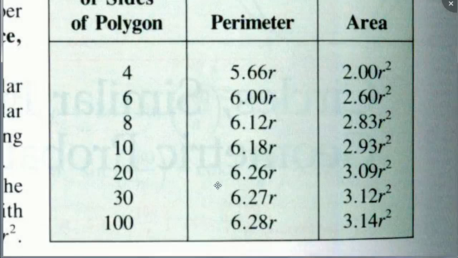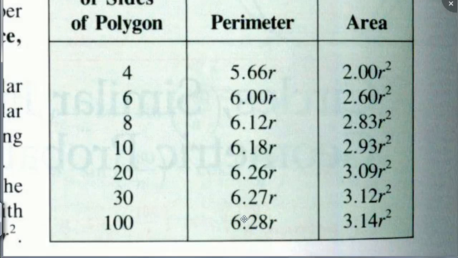So this table shows us that the area of a circle is going to be pi times R squared, and the perimeter, or circumference, of a circle will be 2 pi R.